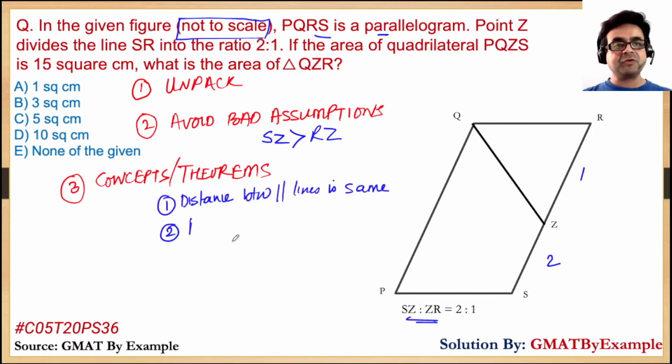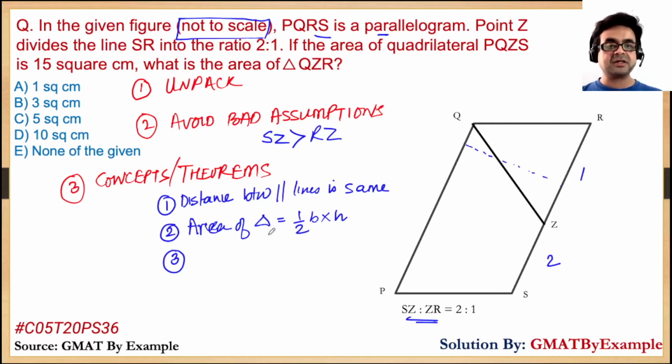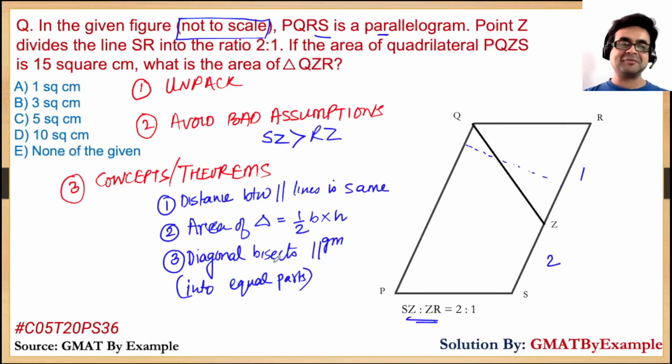So the first theorem that we would use here is that the distance between two parallel lines is always the same, no matter which point you take the distance between them. As long as you measure the distance, which is the perpendicular between these two lines, it will always be the same. Secondly, the area of a triangle is half base into height. And finally, the fact that the diagonal of a parallelogram actually bisects it, which basically means that it breaks it into two equal parts or two parts of equal area. So let's get started on how to solve this question as our step number 4.